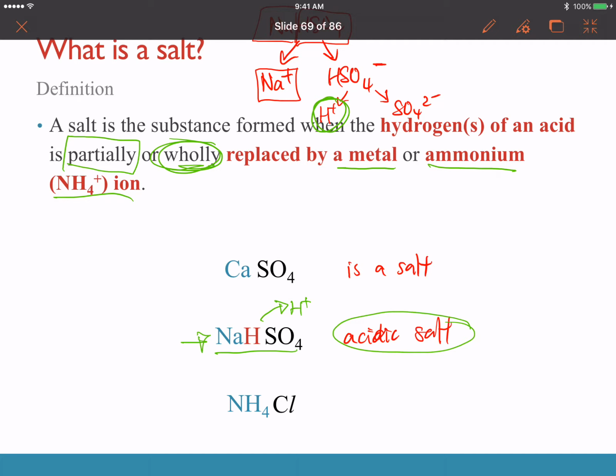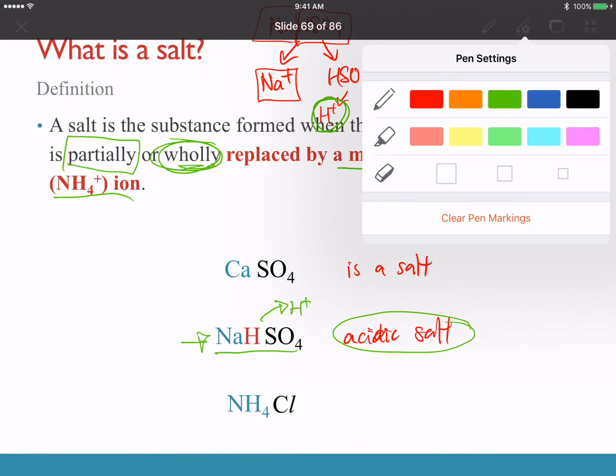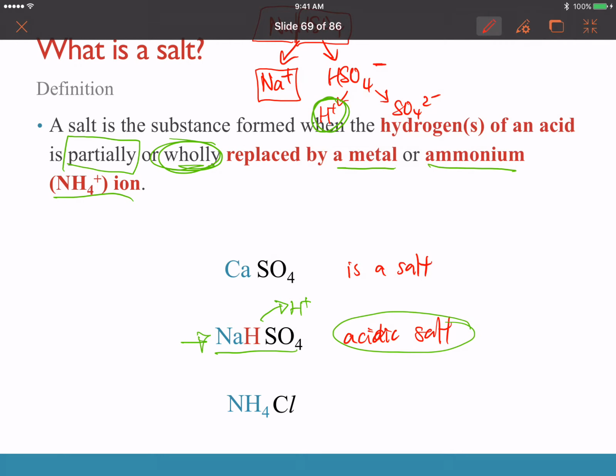Okay, is it possible for it to be HNO3 also? So HNO3, when it's replaced by ammonium, you will get NH4NO3. Do you think this exists? Yes, it does. Okay, so this is also legit. Okay, this is just an example of how you can replace the hydrogen with your metal or ammonium ions.